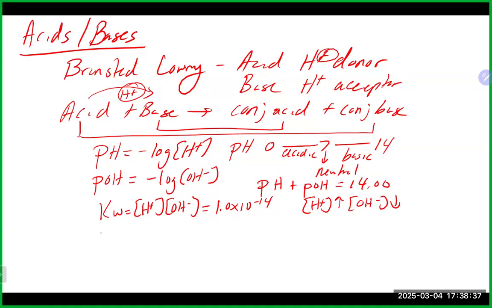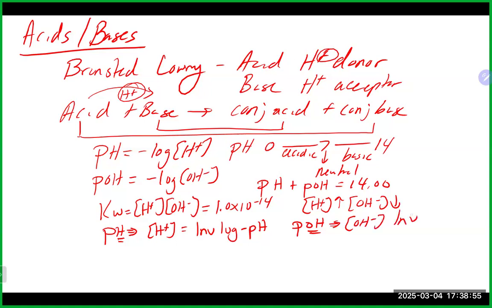We also can, if we have the pH, get the H plus concentration from that, and that's going to be the inverse log of the negative pH. And you could also get the OH minus concentration if you have the pOH, and again, that's going to be your inverse log of the negative pOH. So again, that gives us a variety of ways that we could solve these problems. No way is right or wrong per se, as long as you do it correctly.